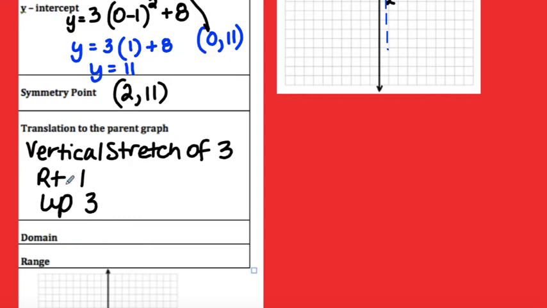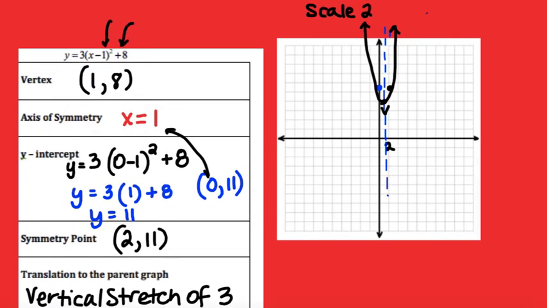My domain, negative infinity to infinity. And my range, I start at the y coordinate of the vertex, so 8, and I go towards infinity. And again, it's a parabola because it's a quadratic function, and that is the graph of a quadratic function.